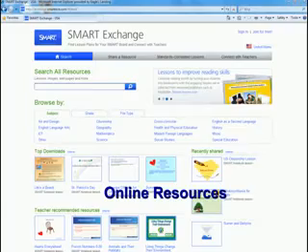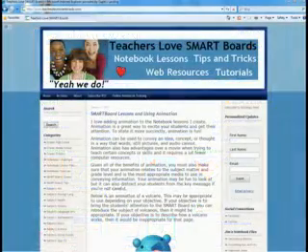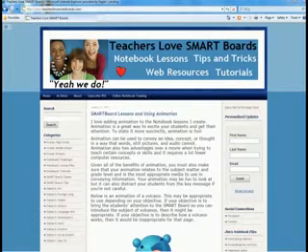The online resources such as the Smart Exchange and Teachers Love Smartboard are just two of the many websites that provide great assistance and resources for my lesson planning and creation.